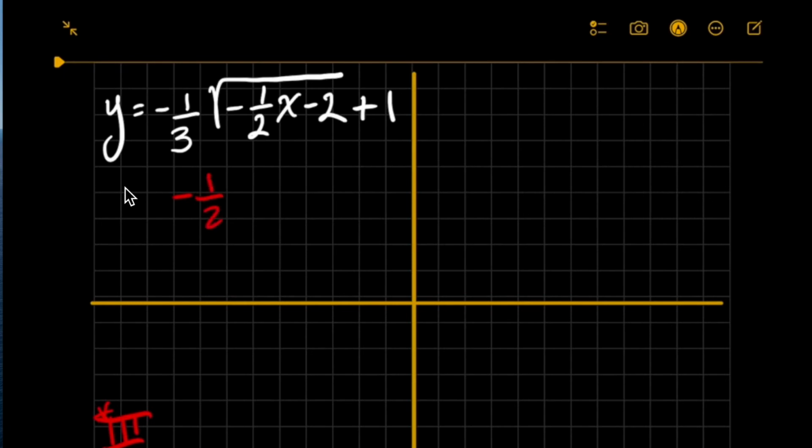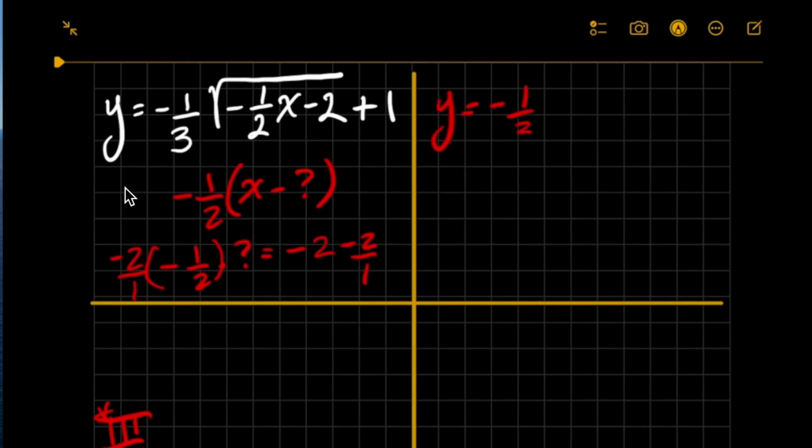Okay, how do we manipulate this to get a positive 1? We pull out a negative 1/2 within the radicand. This becomes x minus question mark. So negative 1/2 times the question mark is going to result in us getting a negative 2. So if we multiply both sides by the reciprocal of this, which is negative 2 over 1, this question mark becomes a positive 4. So our new function is going to look like negative 1/3 with the negative 1/2 pulled out, x plus 4, and then the plus 1 stays as is. Double checking our distribution, if we were to distribute that negative 1/2, we will get negative 1/2 x minus 4 over 2, which is negative 1/2 x minus 2, which matches our initial radicand.